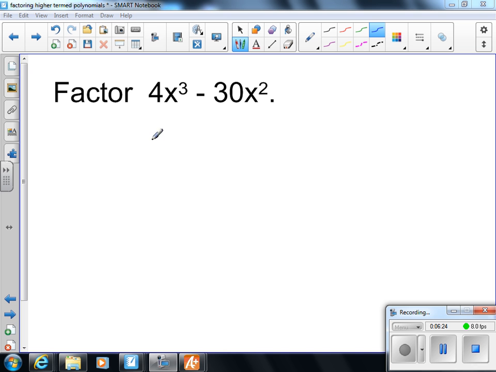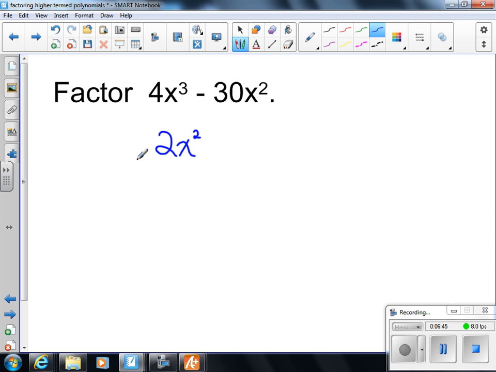So you ask yourself, what can I take out of both these? What can I divide them both by? Can I divide them both by 4? No, it doesn't quite work. Okay, so does 2 work? All right, so I can get a 2. Now let's take a look at your x's. X to what power could I get out of both of them? To the second. All right, so now let's actually factor this.